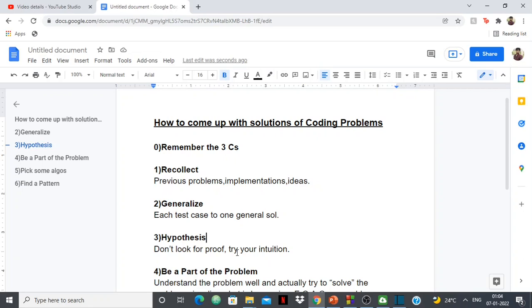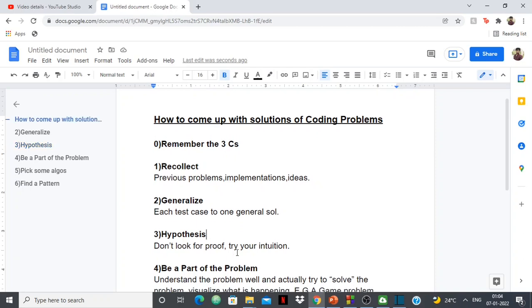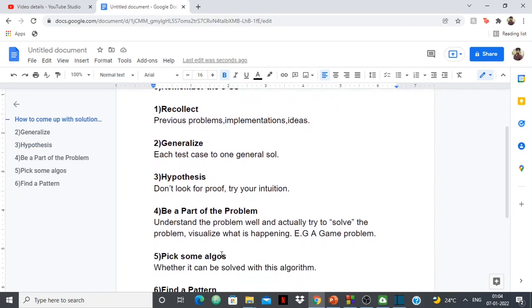And again, this is very helpful if you have solved a lot of problems. It will develop your problem solving intuition. Okay, the fourth is be a part of the problem. Now this isn't a technique so much as it is a frame of mind. And like I said, frame of mind is very important for solving the problem, right?